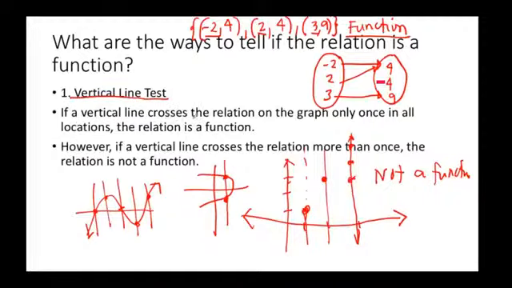If a vertical line crosses the relation on the graph only once in all locations, the relation is a function. In here, even if there is one place where there is only one point of intersection, we want all locations. So if you drop the vertical line here, there are 2 points of intersection. And therefore, this is not a function. You are not counting the x and the y axis. You are counting the curve and any vertical line. That's the vertical line test.